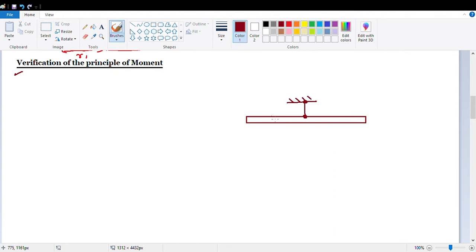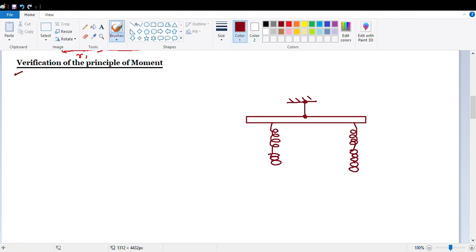Hang two different spring balances, one on each side. Suppose you have hung one spring balance here and another spring balance there. Now what is your next step? Just tie slotted weights to them, and there also tie slotted weights.